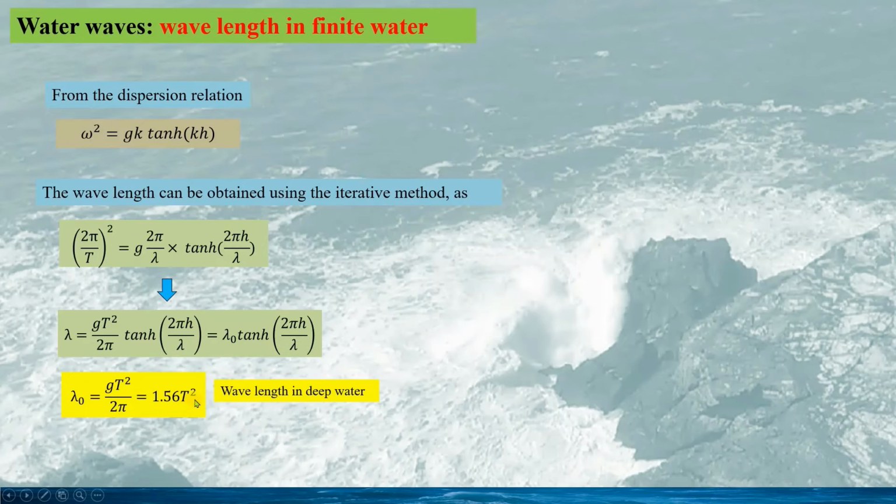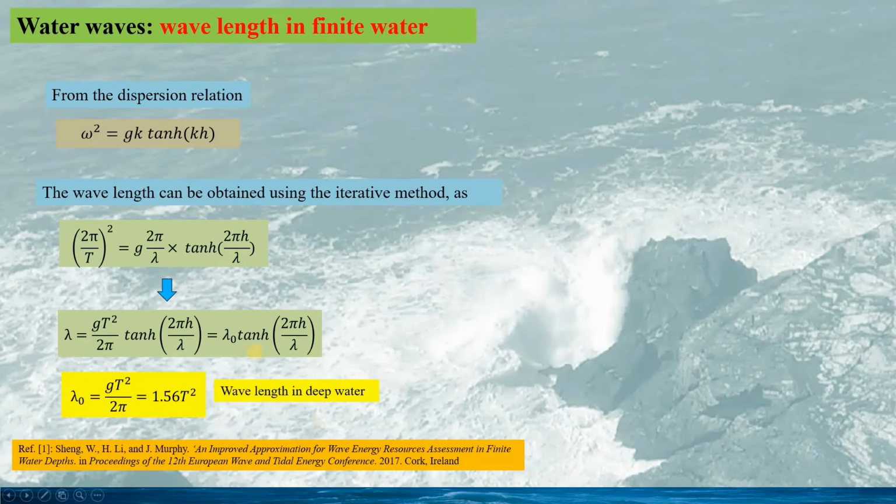Calculate in this formula. This equation for the wavelength in finite water depths is a nonlinear equation. There is no analytic solution for this equation, but approximation methods for the wavelength in finite water depths have been proposed by many researchers. The details can be found in the reference.